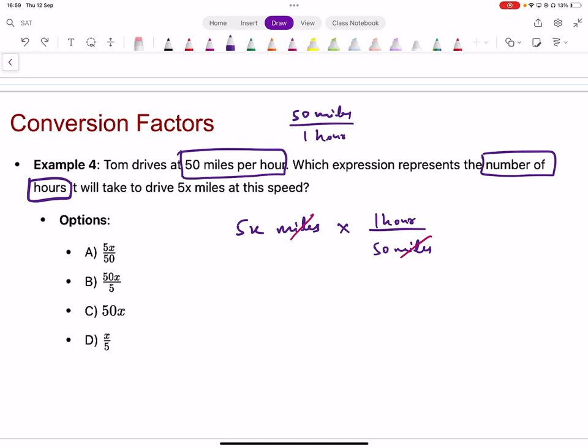What's that? 5x over 50 hours, which is x over 10 hours. Or yeah, 5x over 50. You have this option directly here. That's A. Is that okay? Zaira? Make sense?